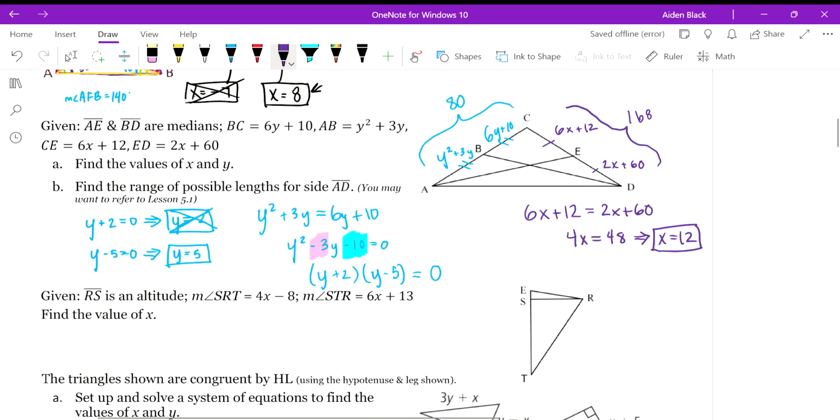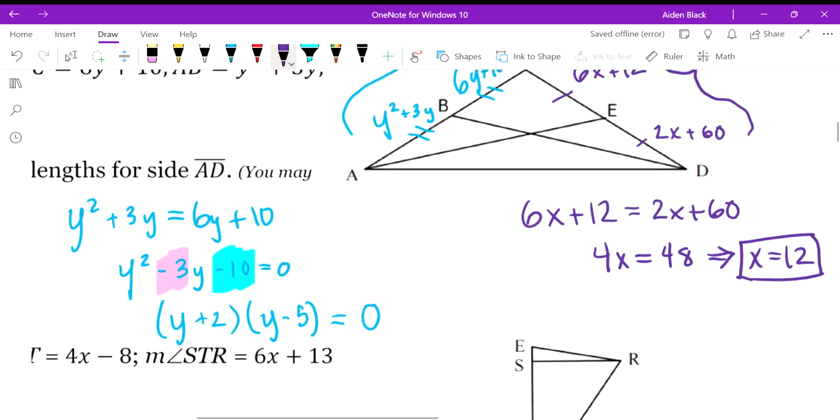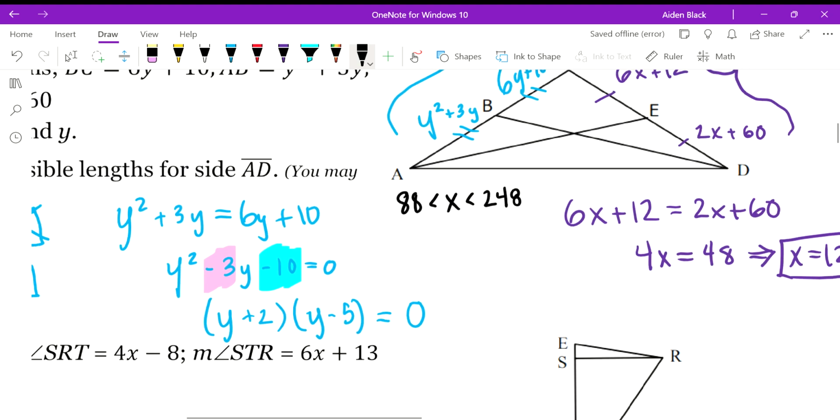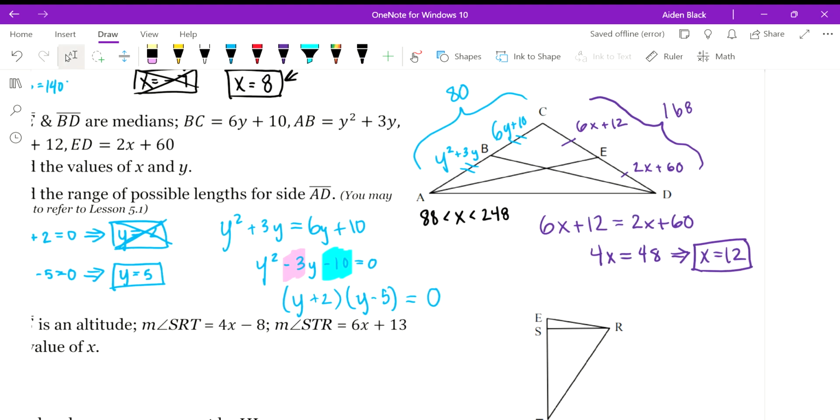So the range of possible lengths for side AD would have to be between, and you guys please remember how to do this, just start out with what I have written here in black. And I add the two numbers together to get the higher part of the range. So that would be 248. And then I subtract the smaller number from the bigger number. So 168 minus 80 should be 88. Hopefully I plugged those values in fine.